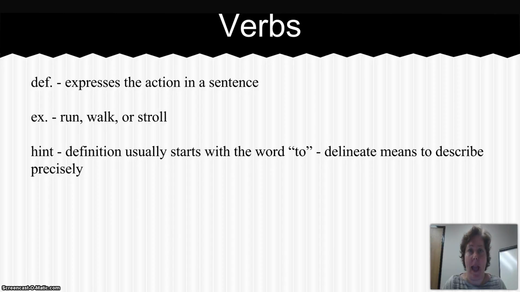When you're doing vocabulary, you can usually tell that a word is a verb because it has the word to in front of the definition. So if a definition starts with to, that means the word is probably a verb.